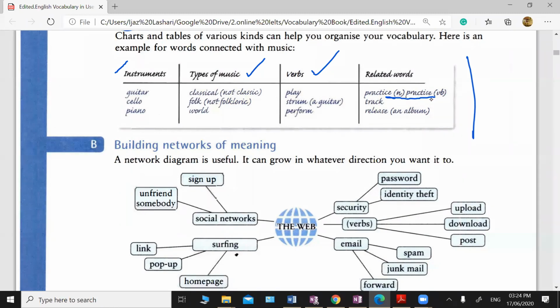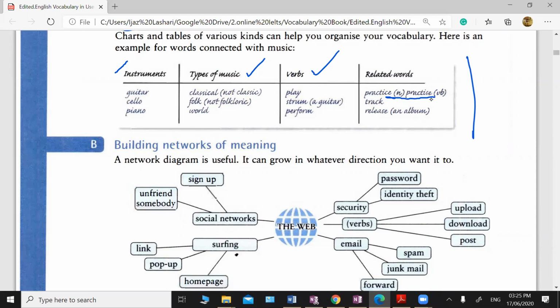Yesterday he practiced a lot. He practiced playing basketball. Or you can say yesterday he had enough practice. So that is used as a noun. Okay, next one is track. That's another related word. Now the next one is release.